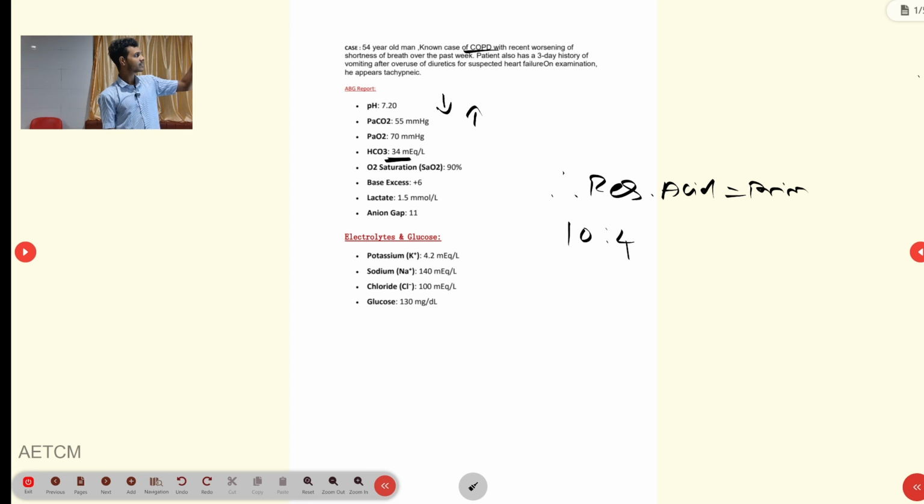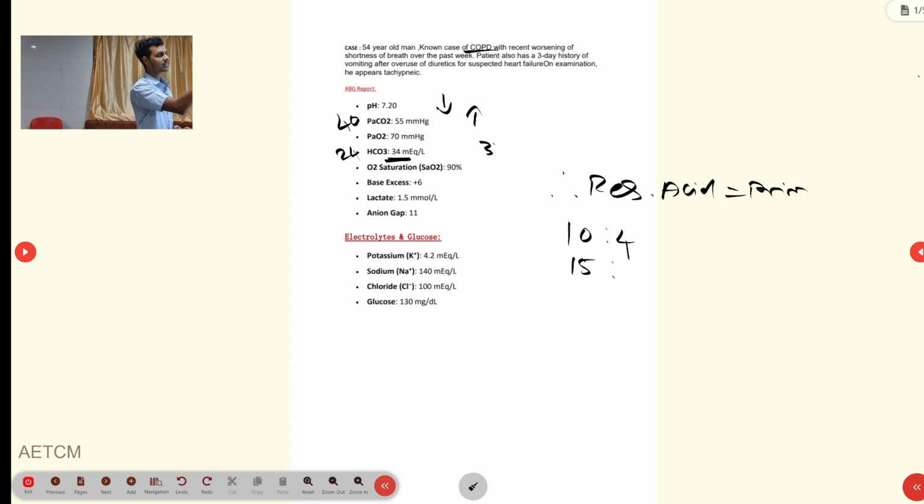So here you can see the PCO2 level is 55. We are taking the base reference range for PCO2, that is 40, and for HCO3, 24. So the difference between 40 and 55 will be 15. Okay, there is a 15 difference in PCO2. So what about your HCO3?